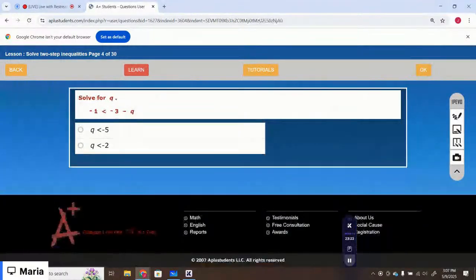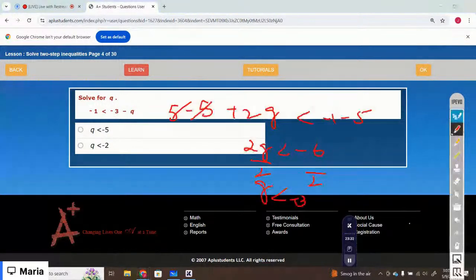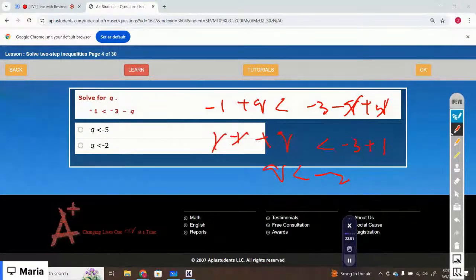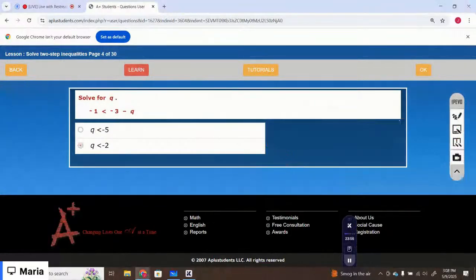Solve for q. Negative 1 is less than negative 3 minus q. Add q to both sides. That is negative 1 plus q is less than negative 3 minus q plus q. So that is negative 1, add 1 to both sides. So q is less than negative 2. The correct option is option number 2.